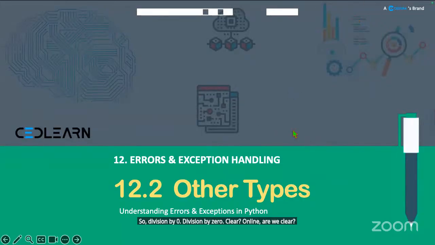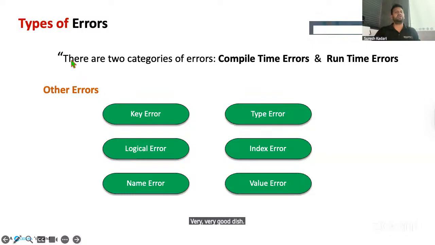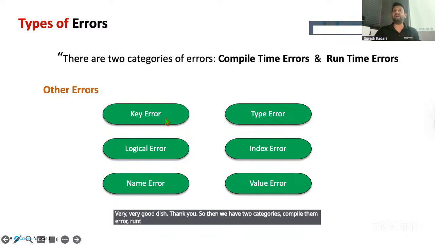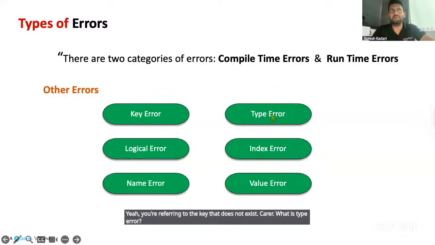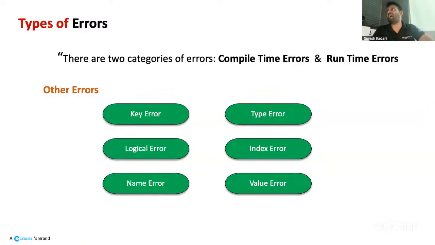Yes. Yes, sir. Very good, Nishita. Thank you. So then we have two categories: compile time error and runtime error, and other errors like key error. What is key error? First, online. What is key error? No. Offline. What is key error? Yeah, you are referring to a key that does not exist. Key error. What is type error? Data type error. Very good.